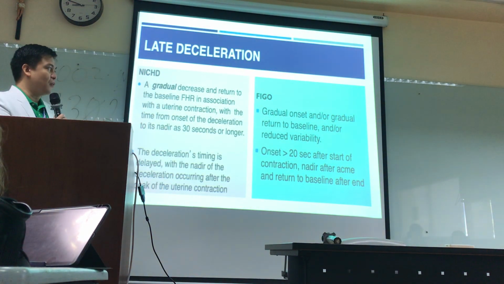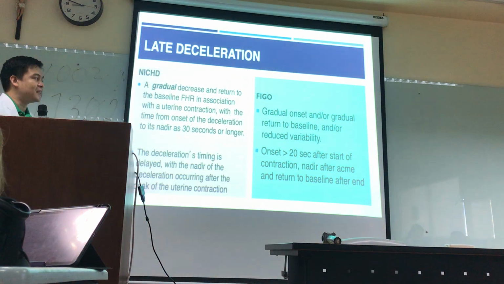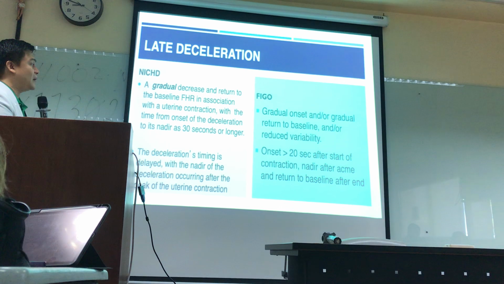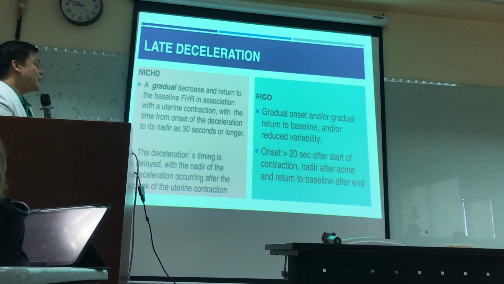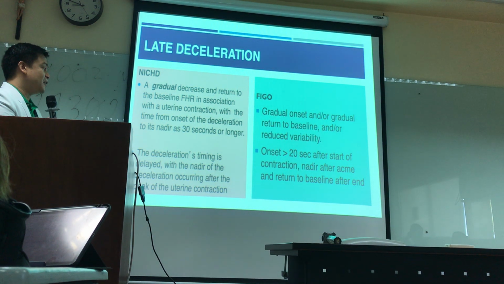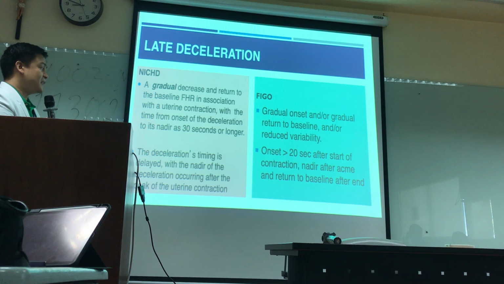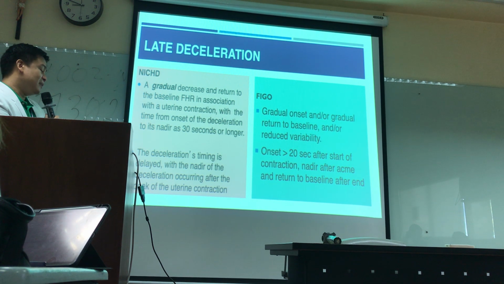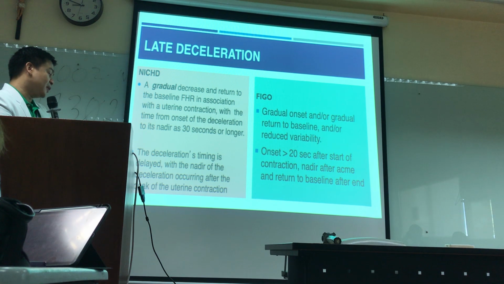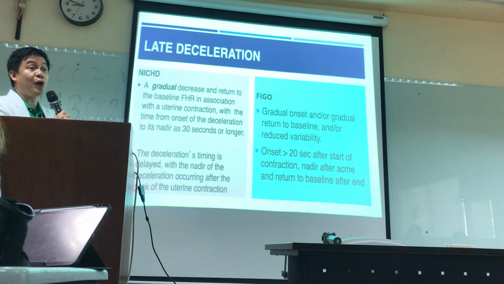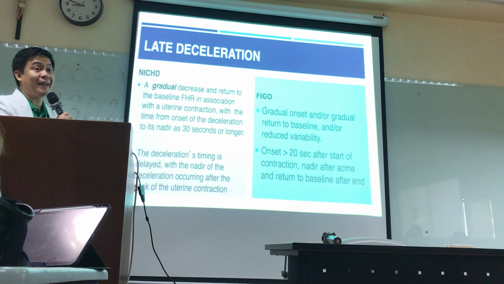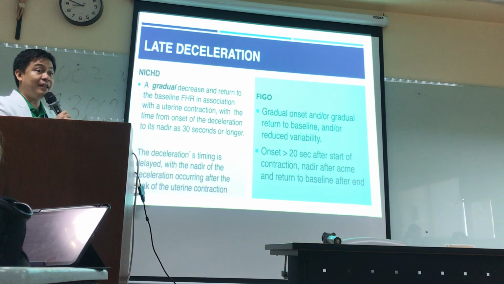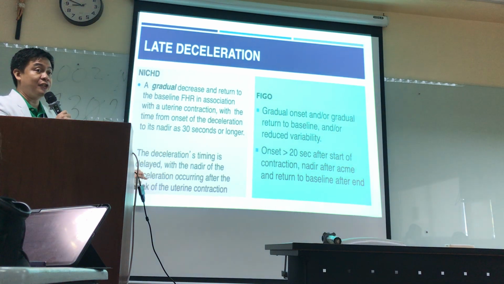Okay. So next we have your late deceleration. This is more important. No? So there's a gradual decrease and return to the baseline fetal heart rate in association with, again, uterine contraction, with the time from onset of the deceleration to its nadir as 30 seconds or longer. So the deceleration's timing is delayed with the nadir of the deceleration occurring after the peak of your uterine contractions. That's why it's late, because the deceleration happens later on during the contractions.